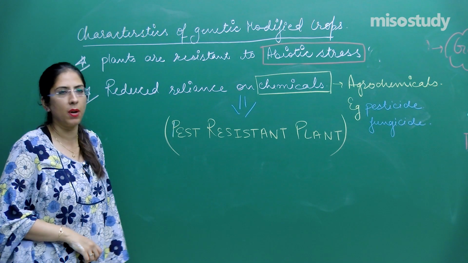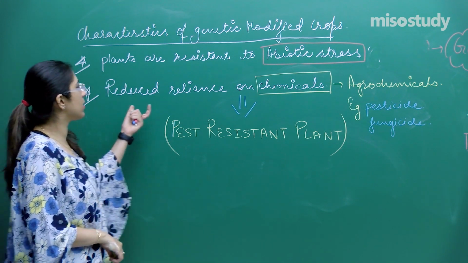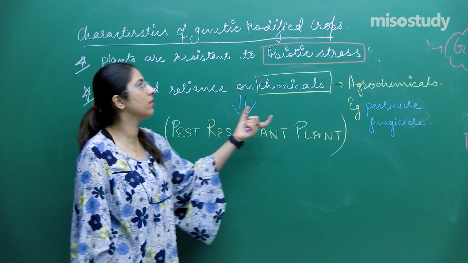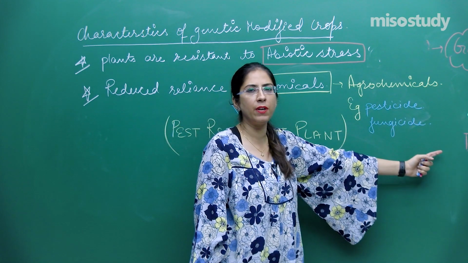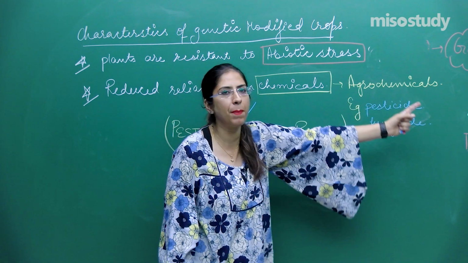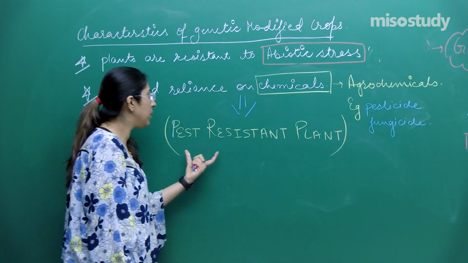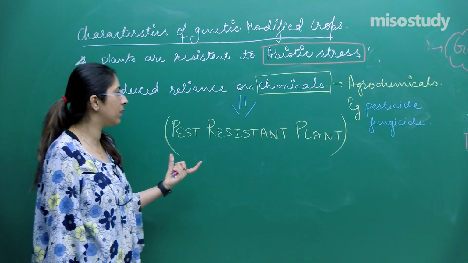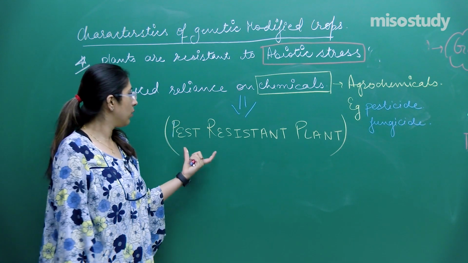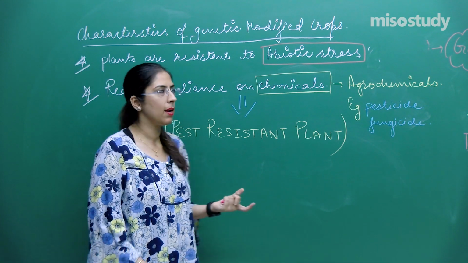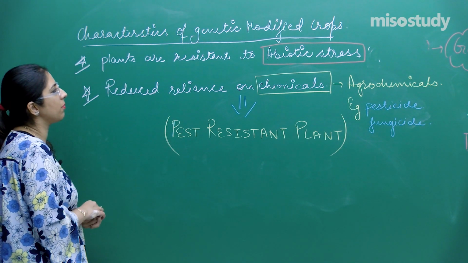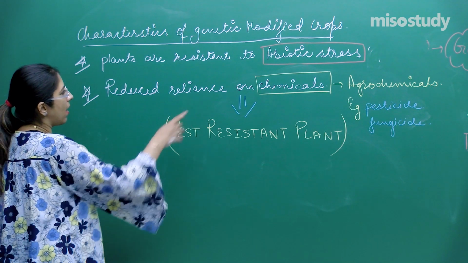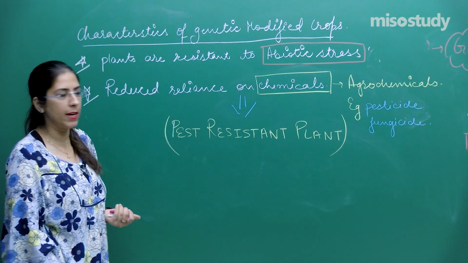Pest resistant plant. So students, this was the second point, that is a reduced reliance on the chemicals, and the chemicals could be some agrochemicals such as pesticides, fungicides, and these have a negative impact on the environment. So we have produced certain kinds of plant, for example, we have BT cotton, so that are the pest resistant, right? So this was the second point in the characteristics of the genetically modified crops, that they are not relying on the chemicals, right?